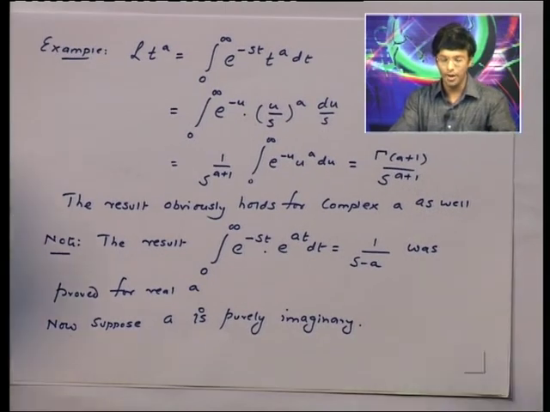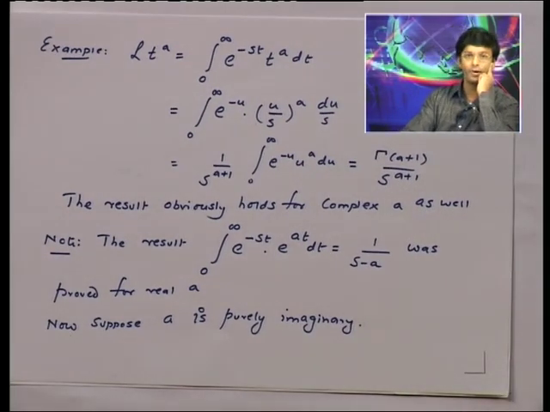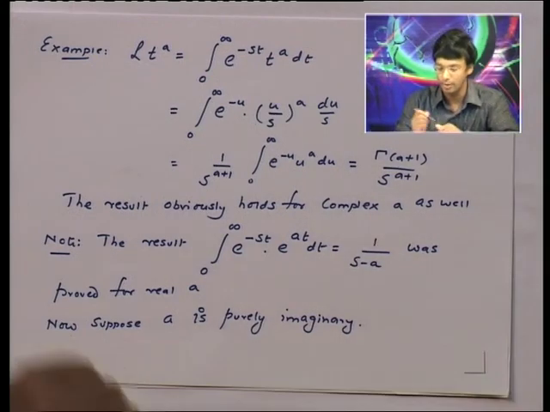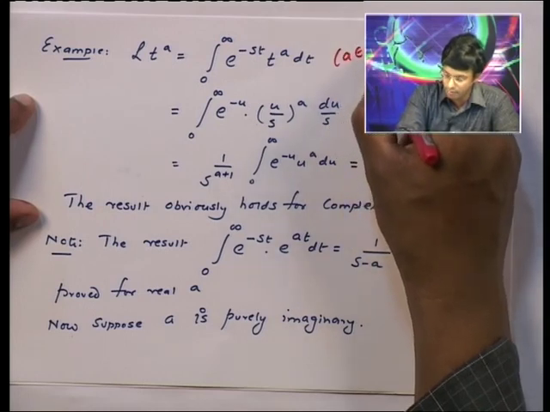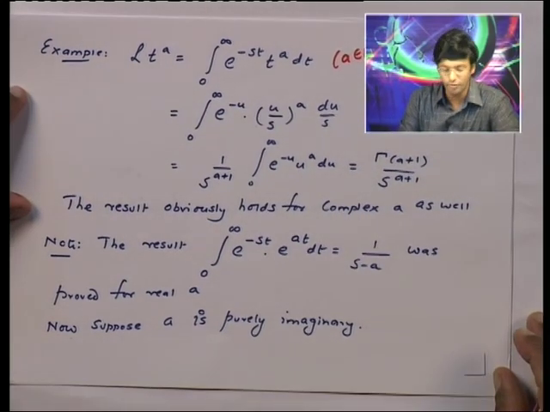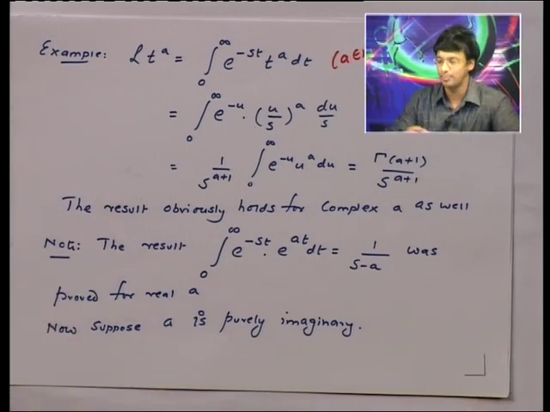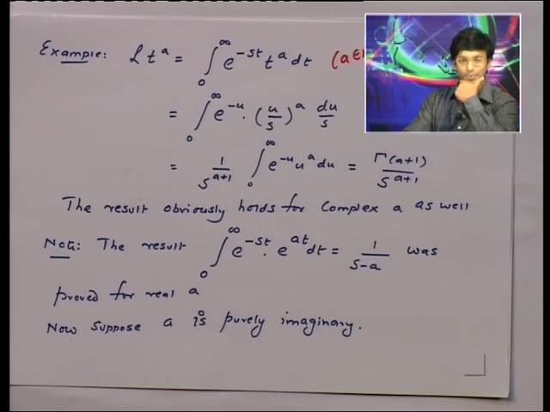Next, Laplace transform of t to the power a. Let us calculate the Laplace transform of t to the power a. A is again real. I am assuming that a is real. We will wait for a complex. We will see examples when a is complex. No, don't worry about it. Take first the case when a is real. Integral 0 to infinity e to the power minus st t to the power a dt.